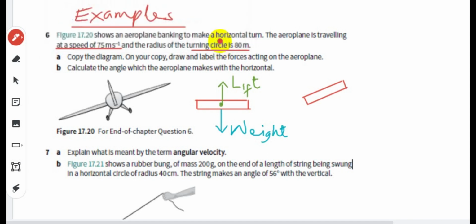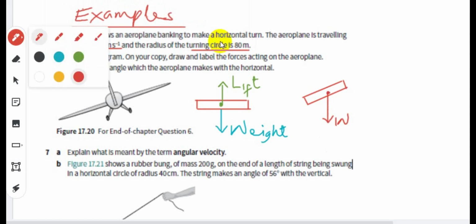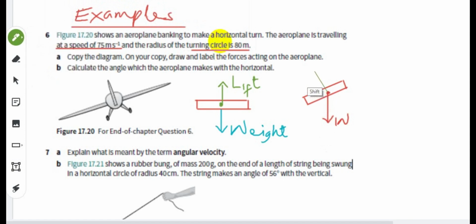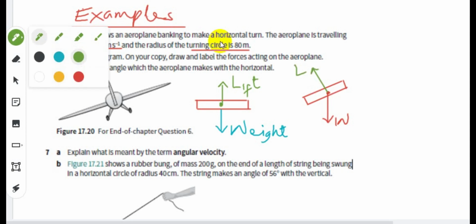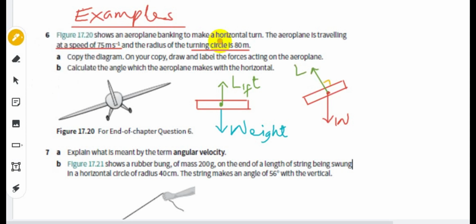Now the weight still acts vertically downwards, always. Weight acts vertically downwards. This is W. Now the lift will always be normal to the axis of the plane. So this is the lift, also acting in that direction. What I mean by normal is it should make an angle of 90 degrees with this. That's the lift.